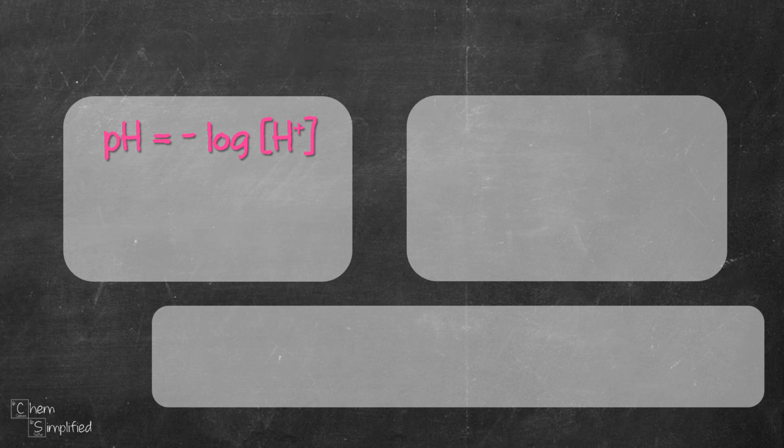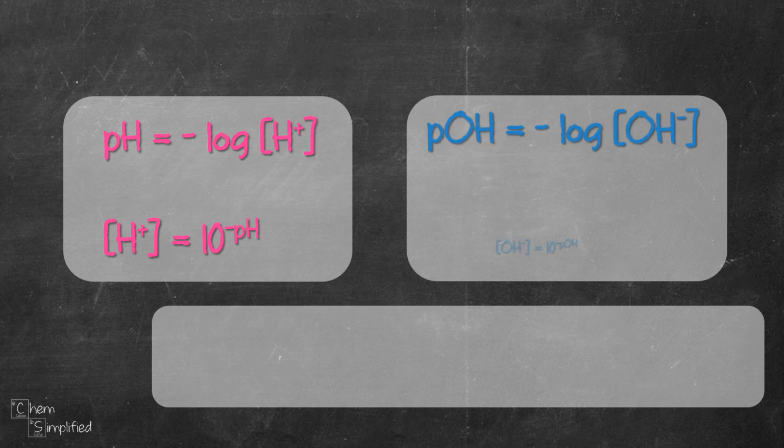From the first equation, we can rearrange it to get the second equation, and that's [H+] equals the anti-log of negative pH. Notice that it is not 10 to the power of negative pH, but rather it is the anti-log. The next two equations are similar to the first two. Rather than on pH and H+, they are on pOH and OH-.